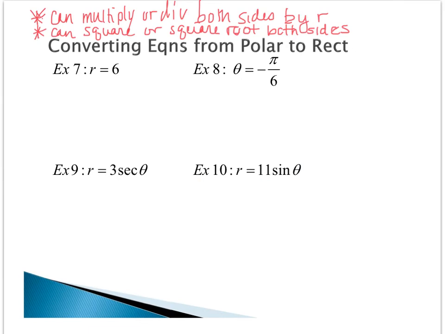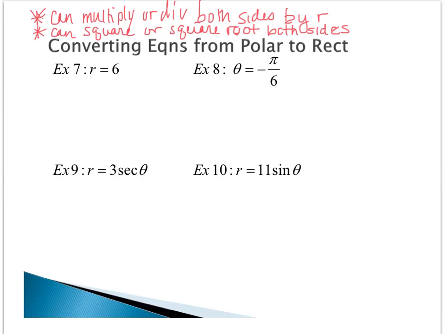Just a quick reminder of techniques that we are allowed to use. We can multiply or divide both sides of an equation by r. We can also square or square root both sides. When we look at the examples on this slide, we'll see both of those techniques. For example 7, we don't have any formulas that just allow us to replace for r.